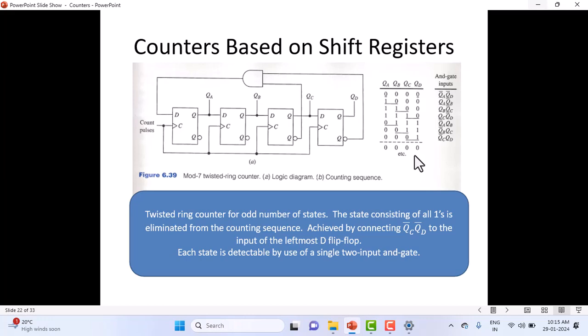This is another version of the twisted ring counter. We connect the complementary outputs of the third and fourth flip-flops to an AND gate, and the AND gate output is given to the D input here.